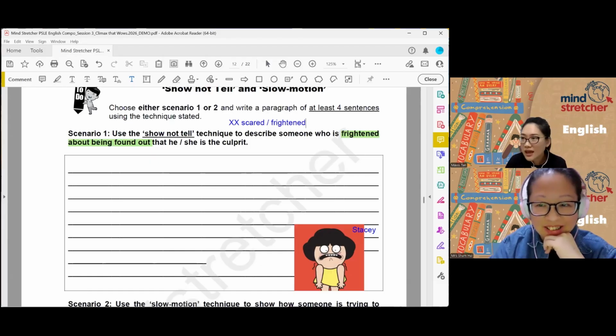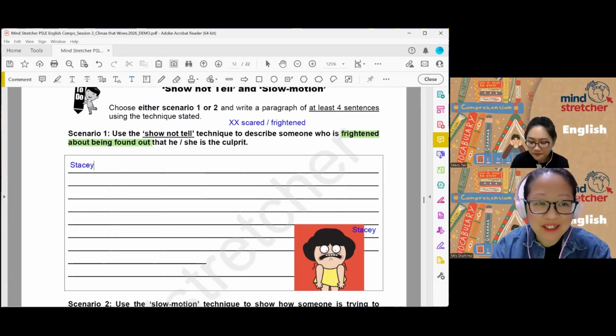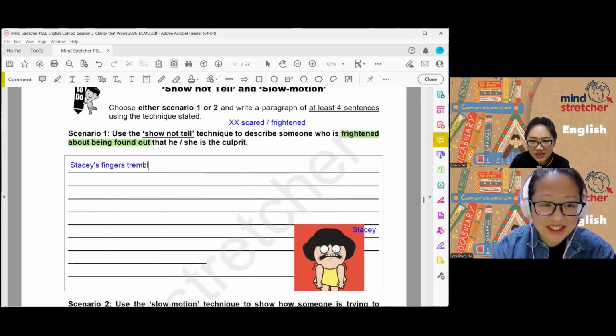How would someone who is scared behave? I'm going to start you off, so that you have a bit of time to think. Look at her, the shaky lines.